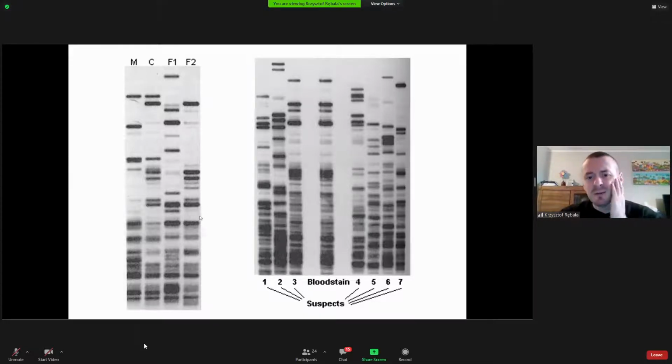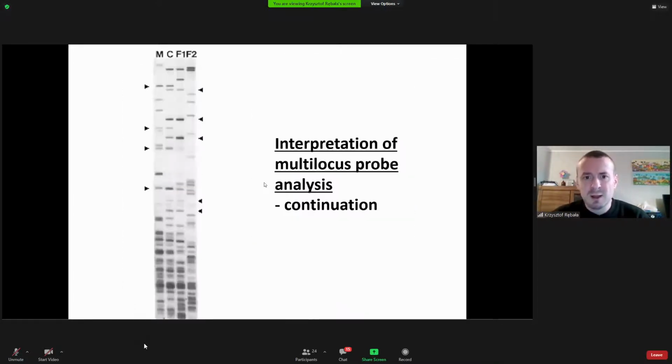And here you can see genetic fingerprints of a blood stain found at the crime scene and different suspects, and you can see that suspect number 3 has a DNA profile, a genetic fingerprint, which is identical to the genetic fingerprint of the blood stain. These are just genetic fingerprints obtained with the use of RFLP analysis and multi-locus probes. Okay, let us go further.